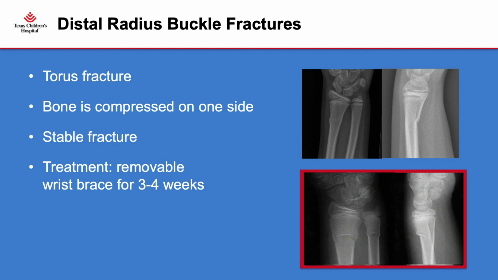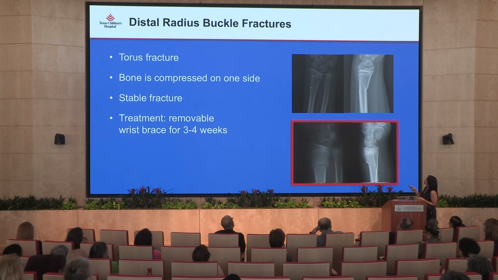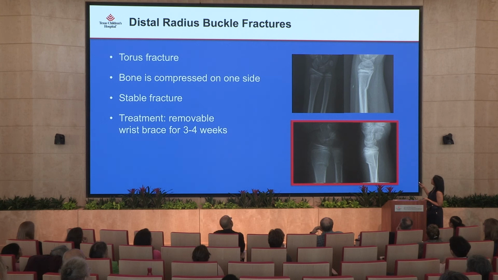So this is the torus fracture, and we've discussed this before. It can be many varieties. So this is a very mild torus fracture, and here below you can see it's a little bit more obvious, a little bit more significant. The thing you want to look at is that the opposite cortex is intact, so it's nice and smooth.